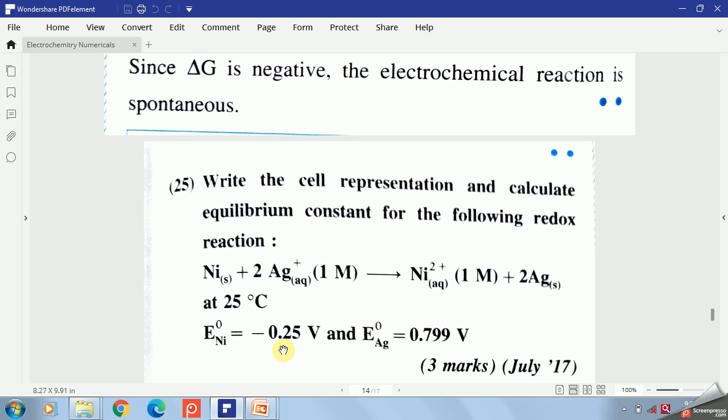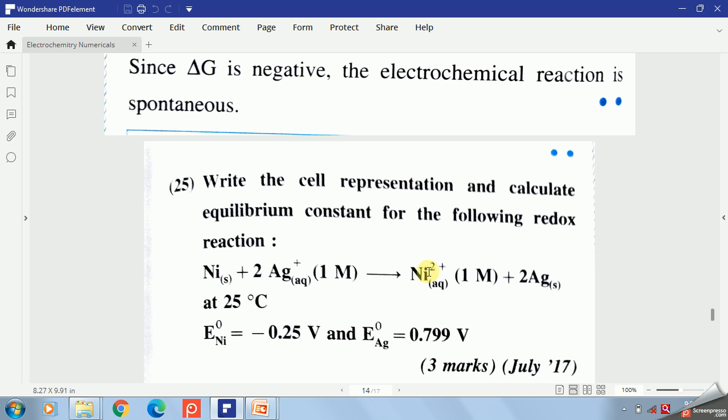E0 nickel is equal to minus 0.25 volt and E0 Ag is 0.799 volt. Now from this overall reaction you can write the cell representation. For that purpose you must be familiar with the anode and cathode. How to identify this? Remember the word LOAN: L for left, O for oxidation, A for anode, N for negative. So first write down the two changes and identify which one is the anode. For that purpose you must know the oxidation reaction.